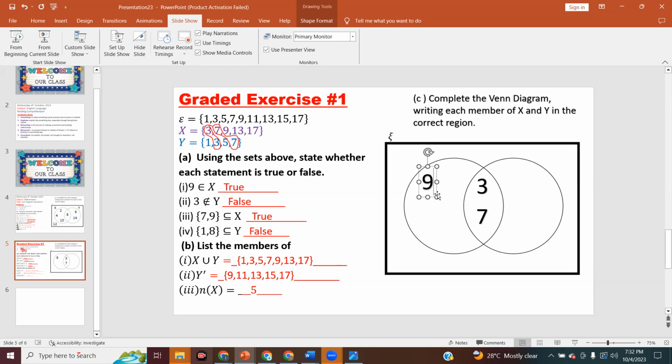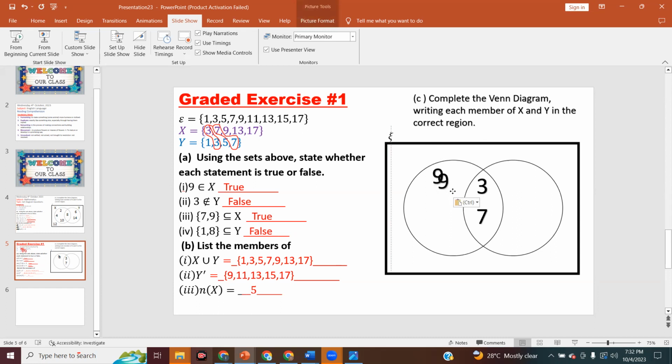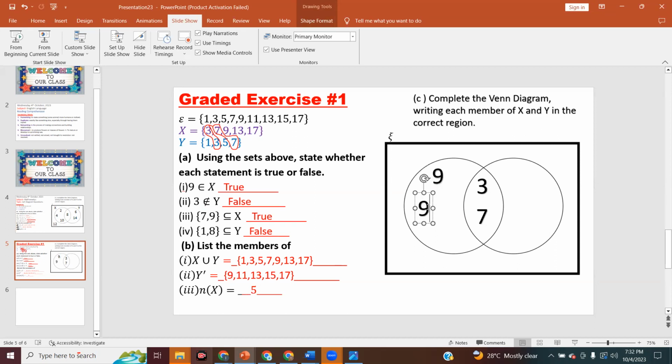9, 13, 17. My bad, I was looking at Y. 13. And what else? 17. 13 and 17, yes.